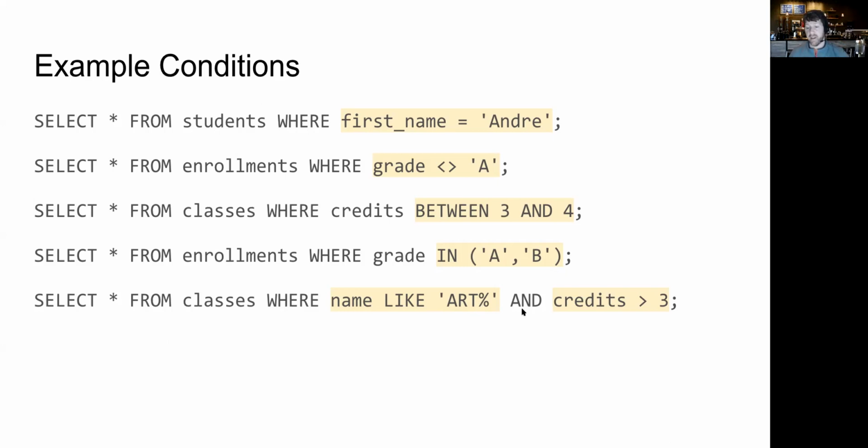Also, we can add and credits is greater than 3. So we can use ands to keep adding multiple conditions onto one another. So this selects all the classes where the name starts with art and where that art class has credits greater than 3.